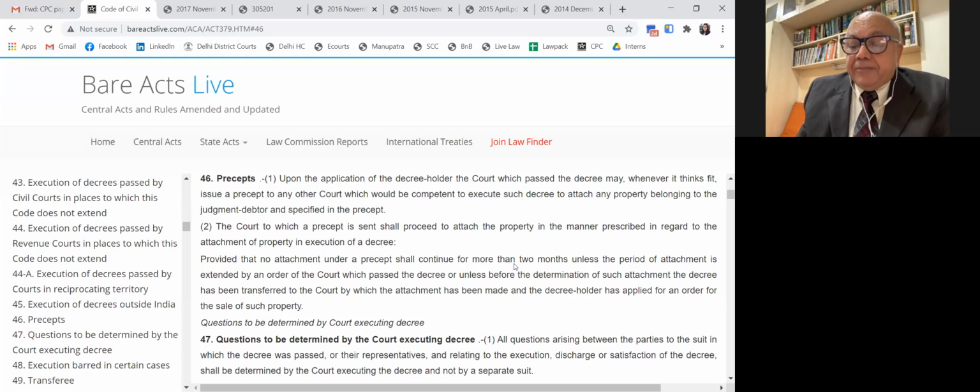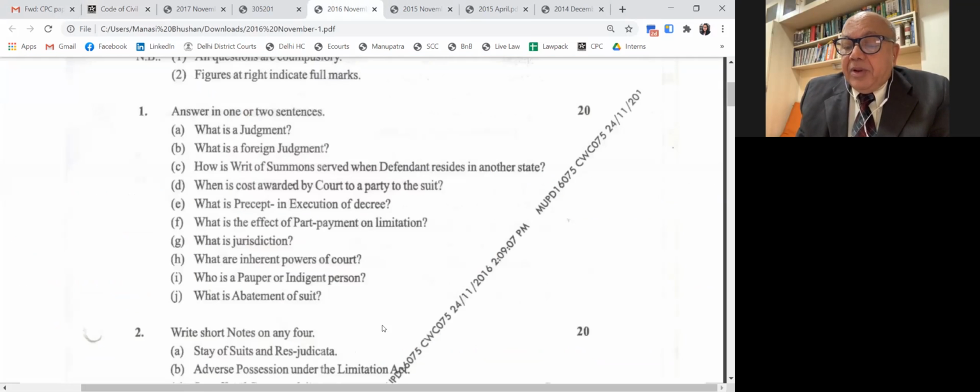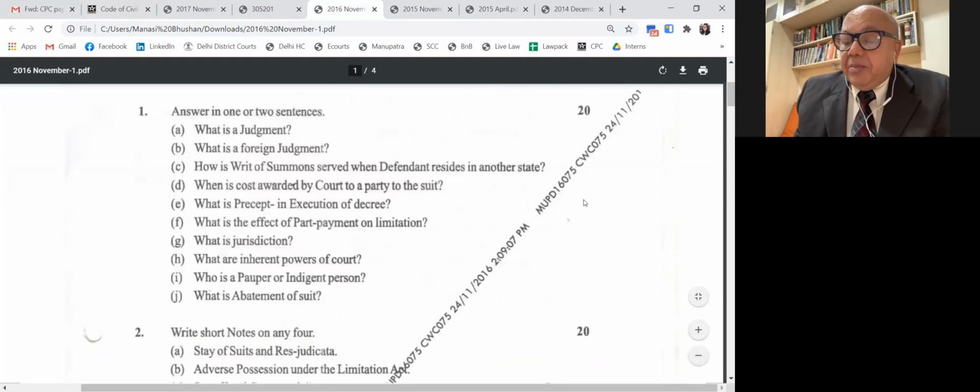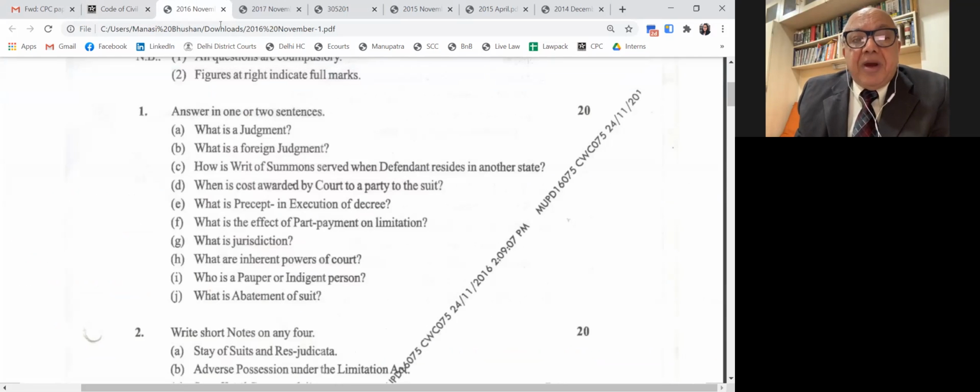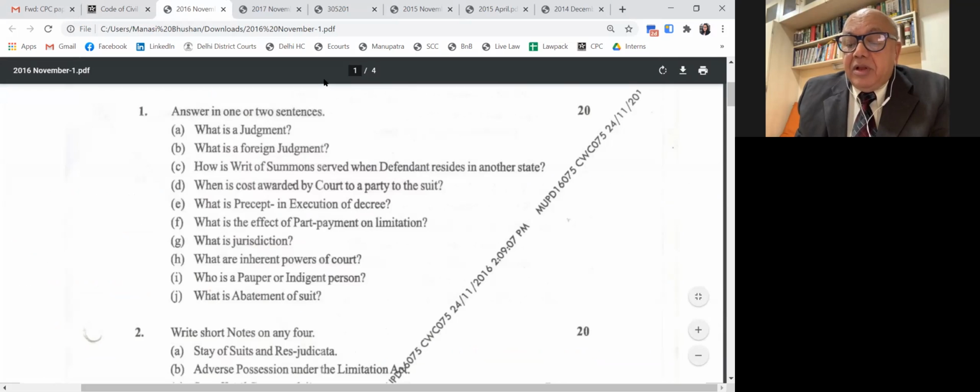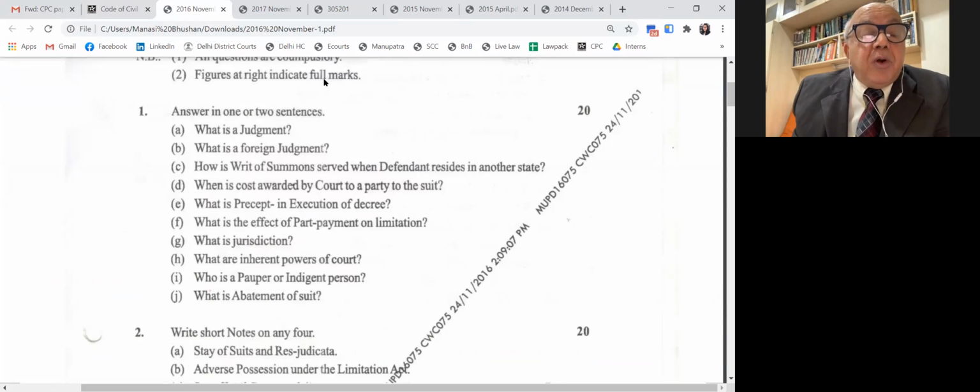This is relevant. Then next is, what is the effect of a part payment on limitation? Section 19, we read it yesterday. When a part payment is made before the expiration of the limitation period, it extends the period. After the period has expired, part payment has zero value. The part payment should be made before expiration, then the further period is extended, Section 19.